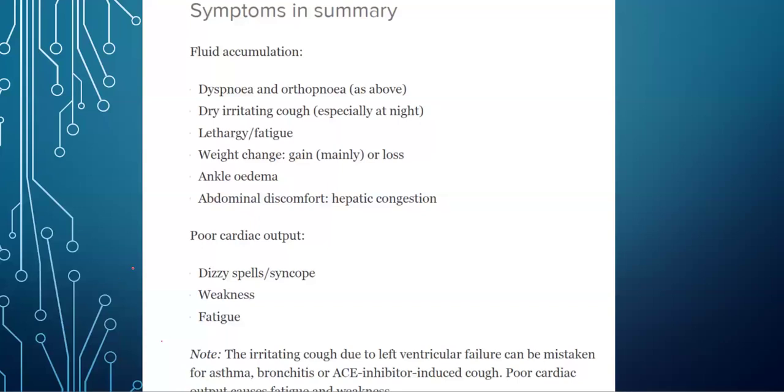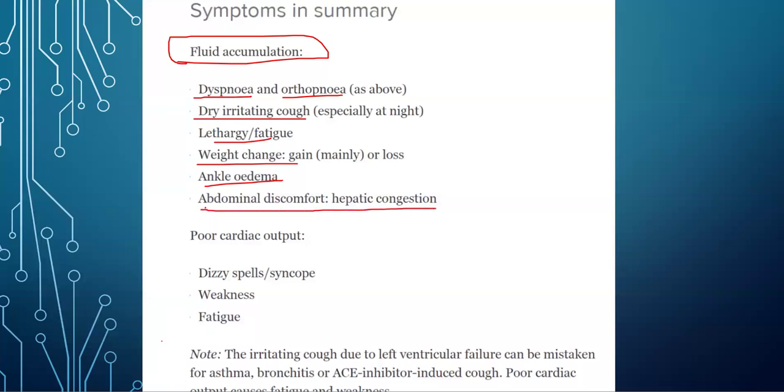So symptoms of heart failure, because most heart failure patients will get fluid accumulation. Fluid can get accumulated anywhere. If it gets accumulated in the lungs, the patient will develop dyspnea and orthopnea. The patient can also get a dry, irritating cough at night. They will be fatigued because of increasing fluid accumulation. Their weight will be up. Ankle edema and hepatic congestion can give abdominal discomfort as well.